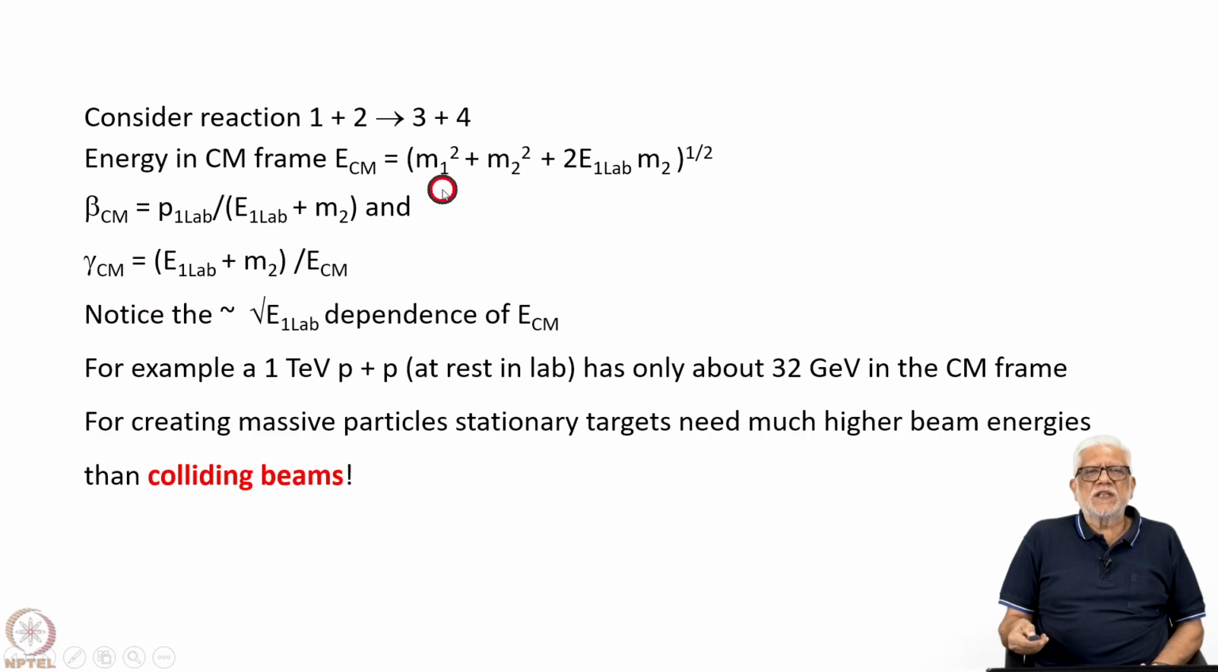And you can see that for energies much larger compared to the masses of the interacting particles, the energy in the center of mass essentially goes as, proportional to, the square root of E1 lab. So, for example, if you take a 1 TeV proton on a stationary proton at rest in the lab, then you only have 32 GeV to produce various new particles and so on. So, if you want to create massive particles, you have lost most of the energy that you accelerated the particle to. And so, that is where the need for colliding beams comes in.